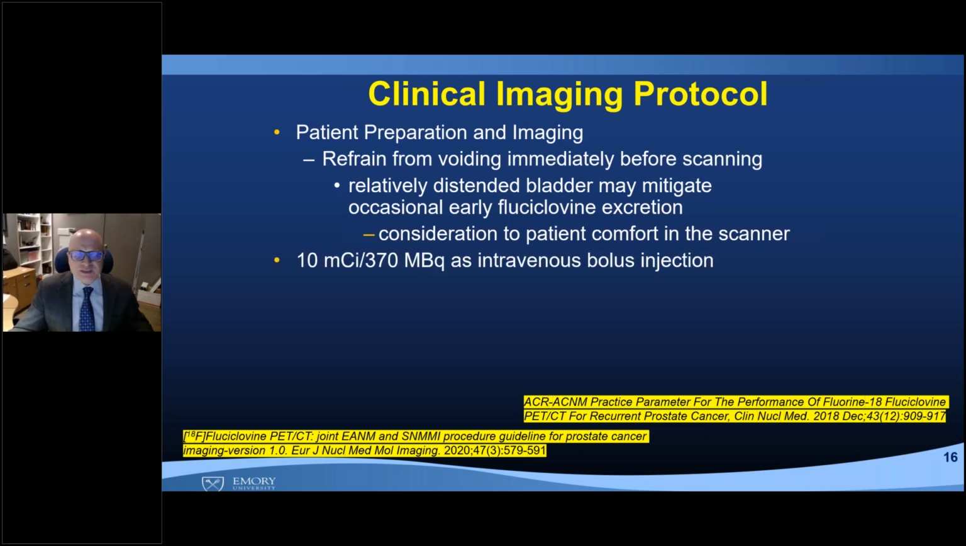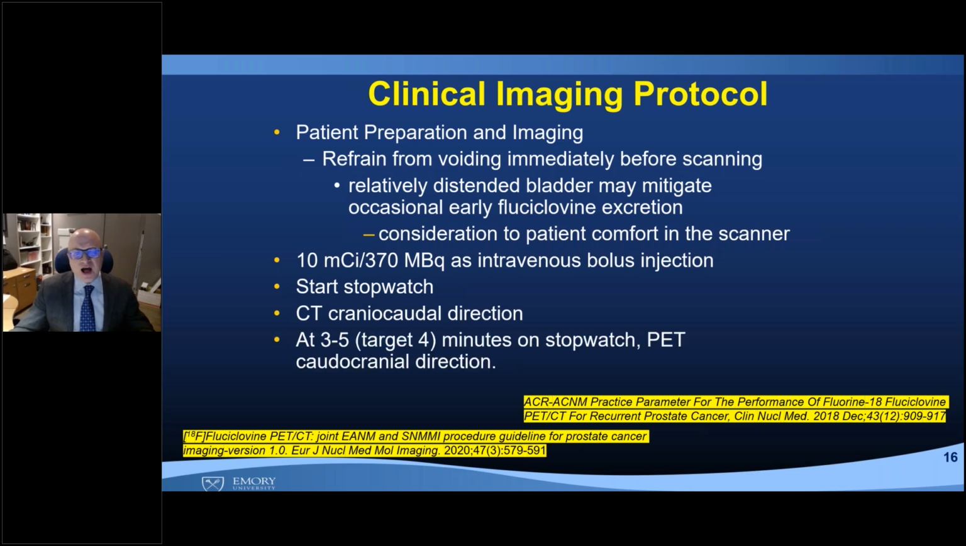We then inject 10 millicuries, start your stopwatch, and then you have plenty of time to get the CT. Then at 3 to 5, target 4 minutes on the stopwatch, the PET is started from the bottom up. And again, once your techs get used to doing it this way, it becomes like a ballet.